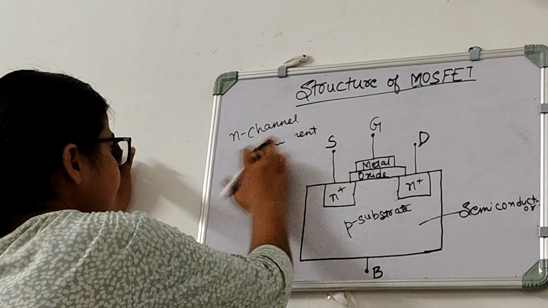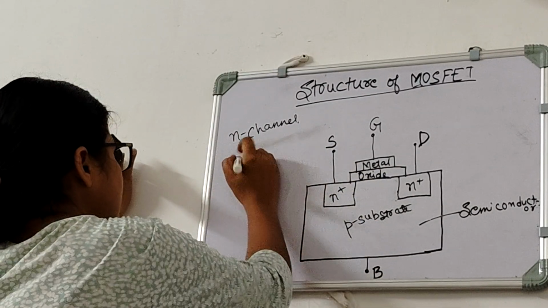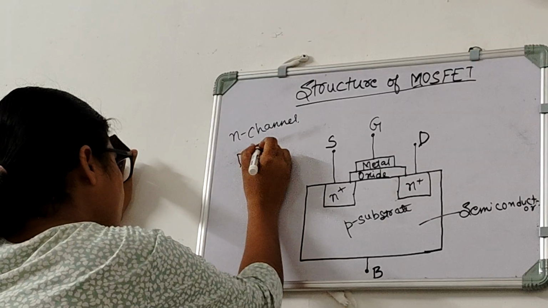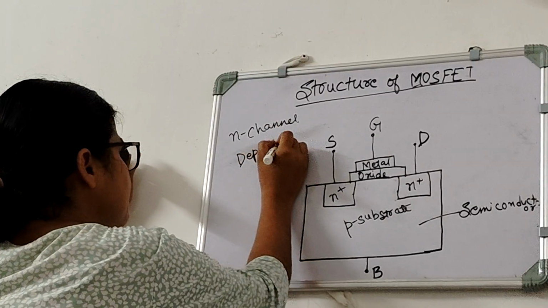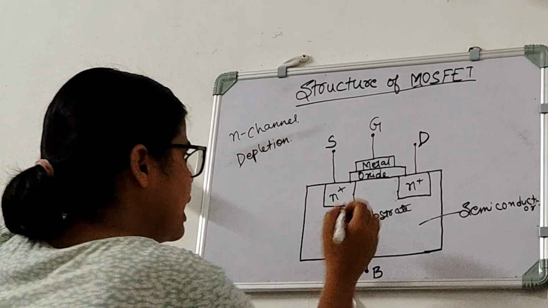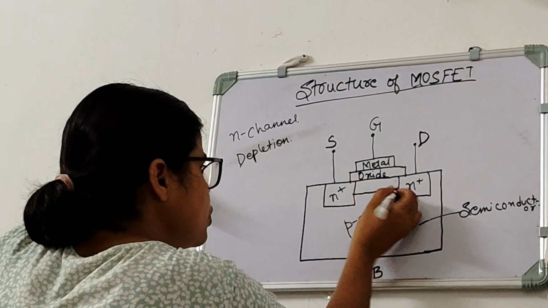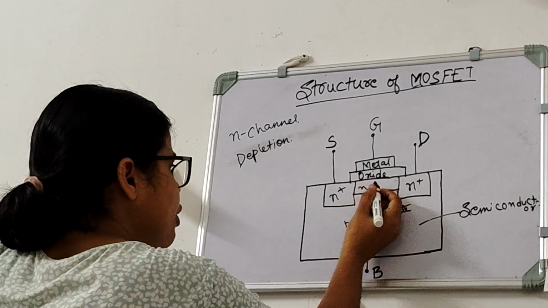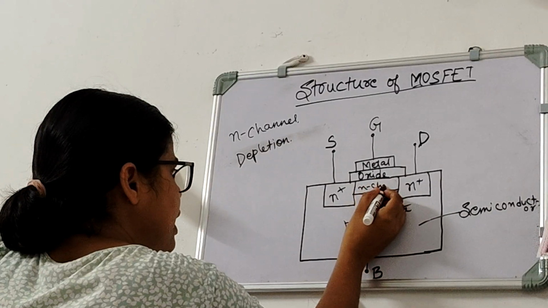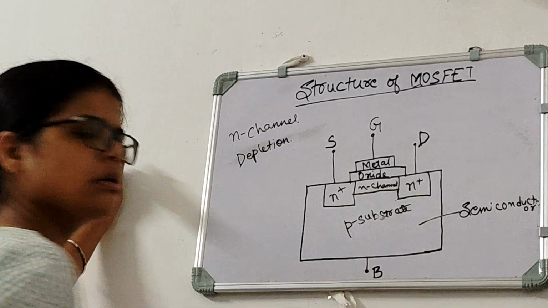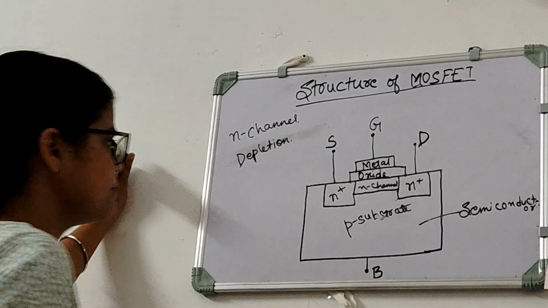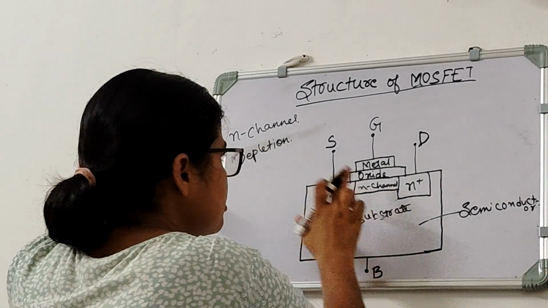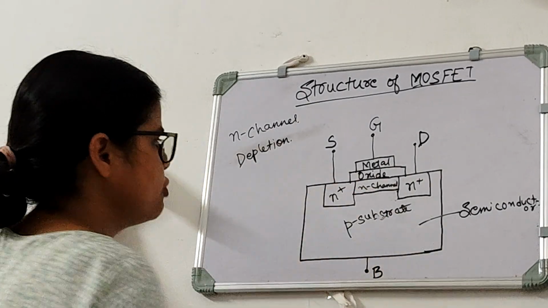Okay, now if we write here N channel depletion type, only one minor change we will have to do, that is we will have to draw this channel, and this channel will also be made of N type, so it is N channel. Okay, so this is N channel depletion type MOSFET.